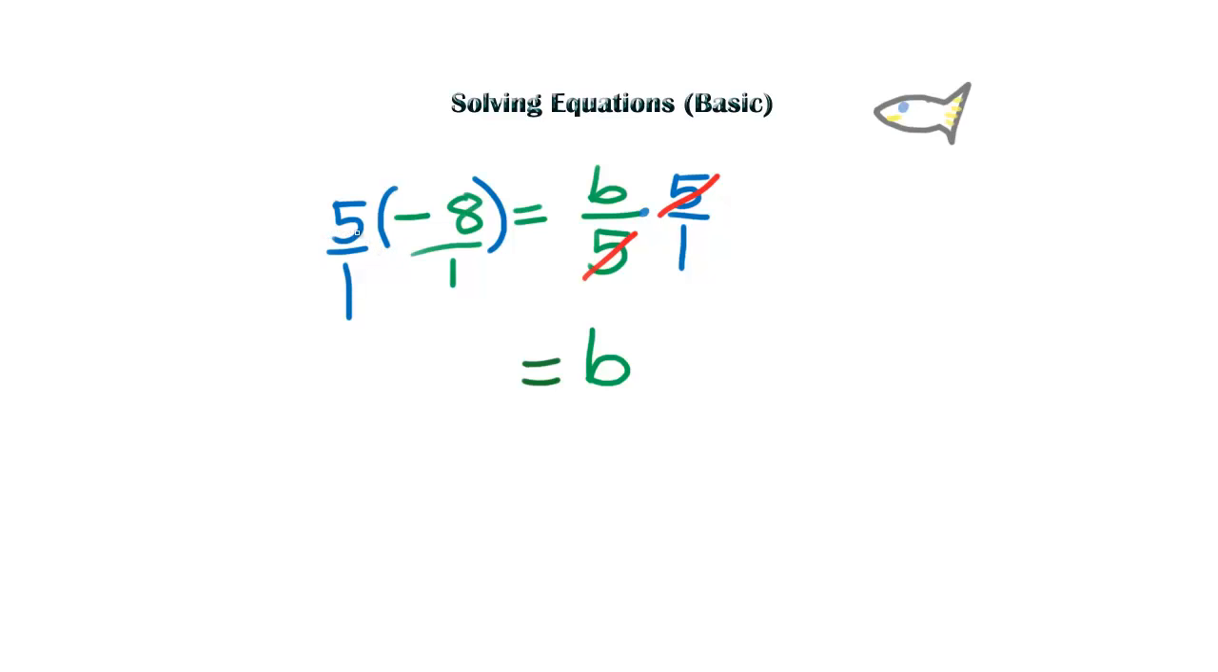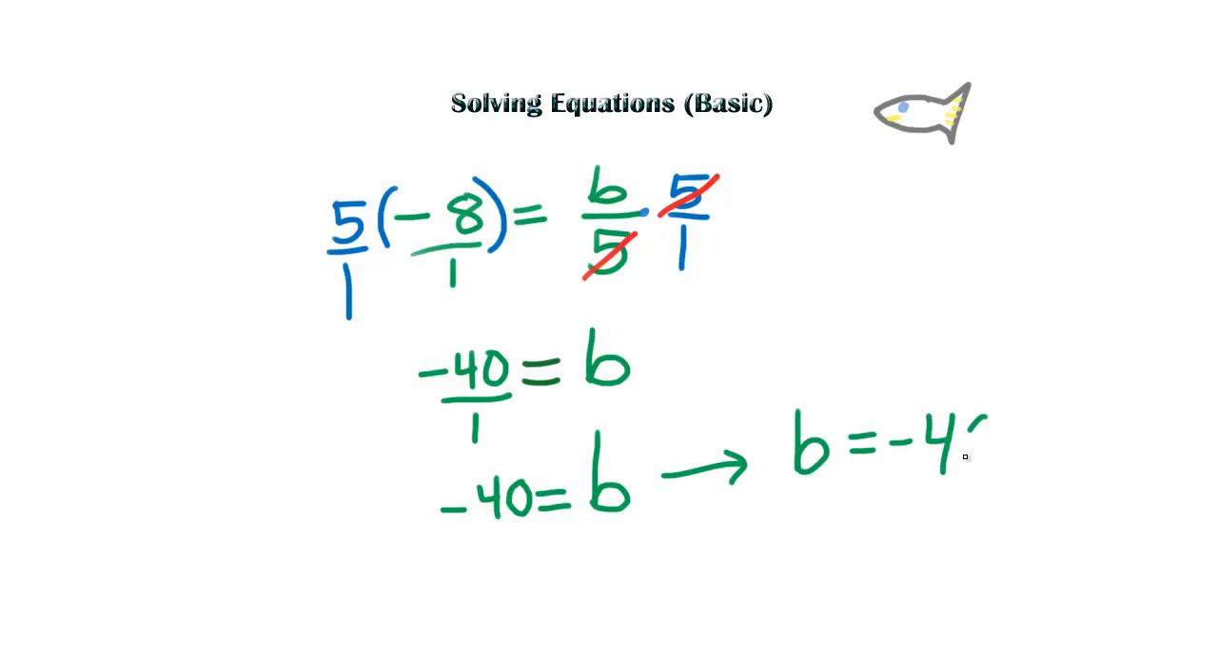And when you multiply in fractions, you just multiply across. So 5 times the negative 8 gives us a negative 40 over 1, right? Which is just negative 40. And that's equal to b, right? But we want to write it like this maybe. So maybe b is equal to negative 40, right? So that's it. We solve for b. We're golden.